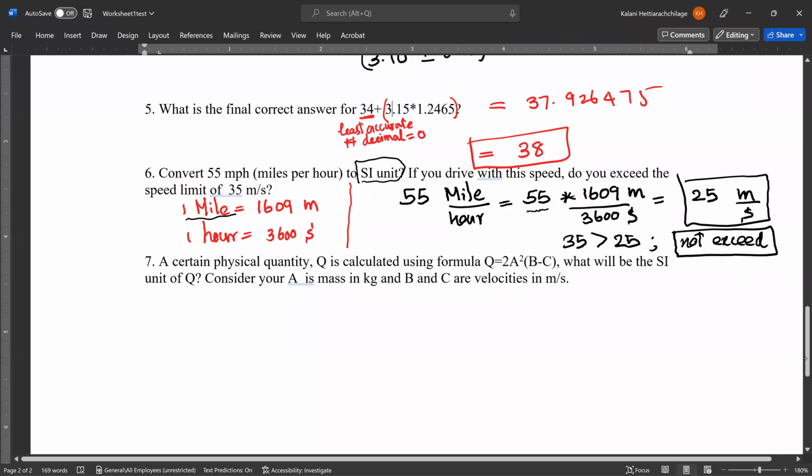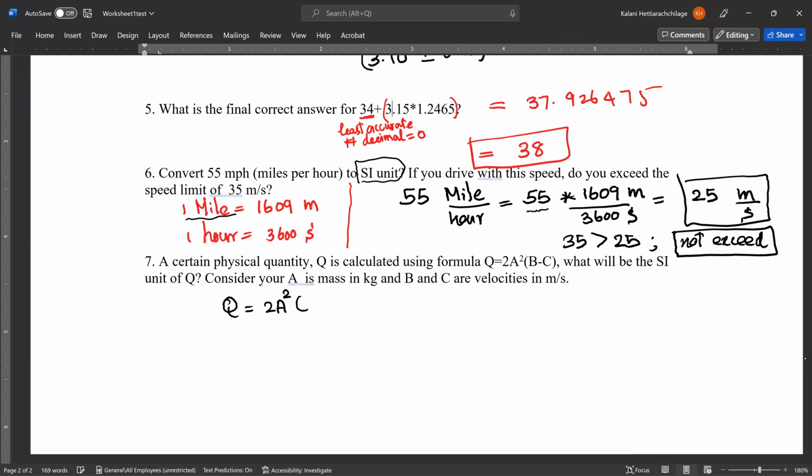Okay, so now my last question. A certain physical quantity Q is calculated using the formula Q equals A to the power 2 times B minus C. And its units, how do you get the units? What will be the SI unit of Q? Consider A is in kilograms, and B and C are velocities.